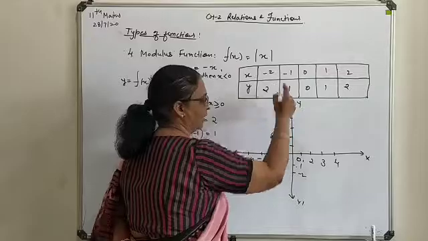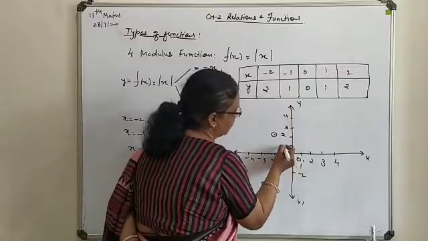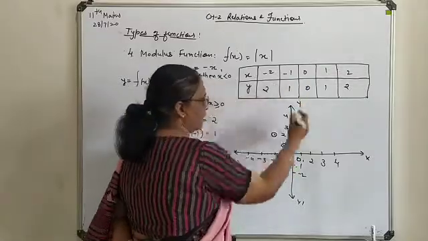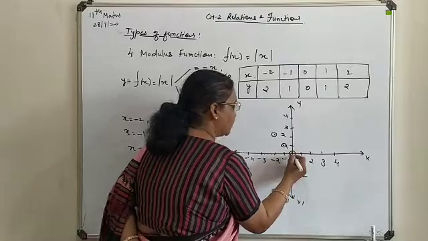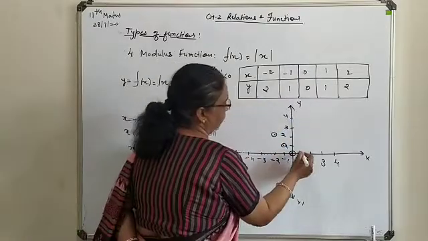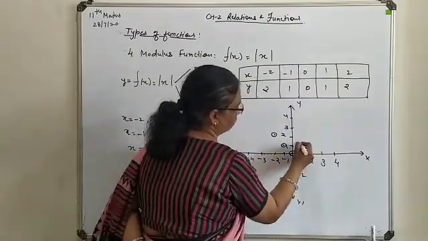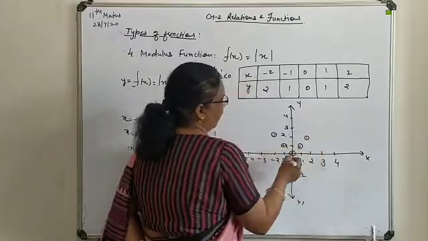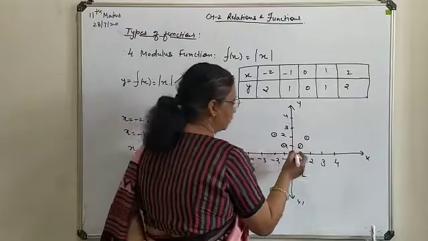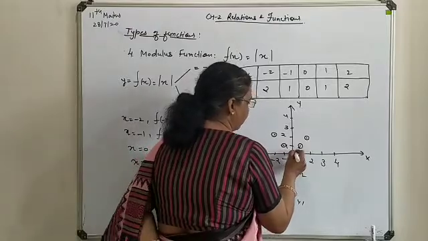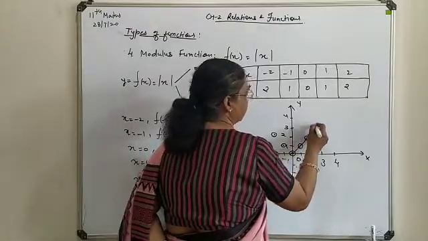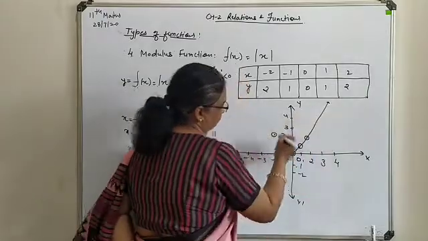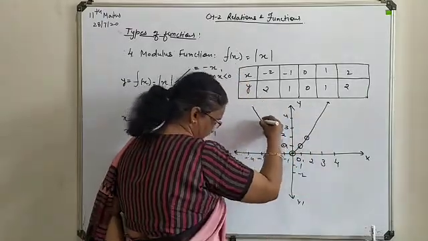Secondly, minus 1, plus 1. This is minus 1, this is plus 1, here you will come. At 0, 0 means you will be at the origin itself. 1 and 1. For positive 1, answer is 1. For positive 2, answer is 2. So this way, it can be extended up to the required form. So now if you make them join, this way you will have a pattern.